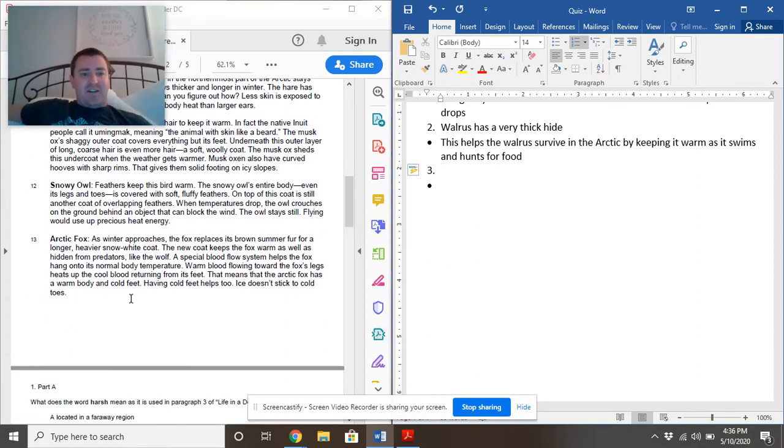As winter approaches, the fox replaces its brown summer fur with a longer, heavy, snow-white coat. The new coat keeps the fox warm as well as hidden from predators, like the wolf. A special blood flow system helps the fox hang on to its natural body temperature. Warm blood flowing toward the fox's legs heats up the cool blood returning from its feet. This means the Arctic fox has a warm body and cold feet. Having cold feet helps, too. Ice doesn't stick to cold toes. I did not know that.